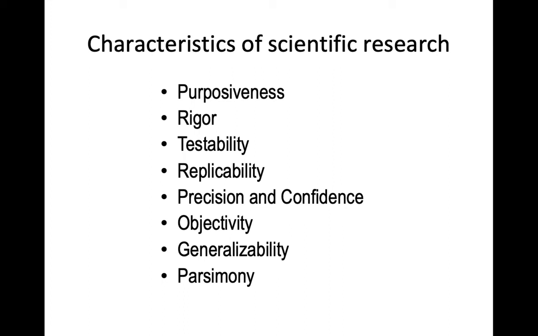It should be testable. All the procedures that you use to show that certain hypotheses can be rejected or cannot be rejected have to be testable, and you have to have all the details of how you performed the research so that anyone who wants to replicate it can replicate your research. You should also do the research with precision and confidence. So when you have good results, you should be able to convince the scientific community that you have really done something good, something useful.